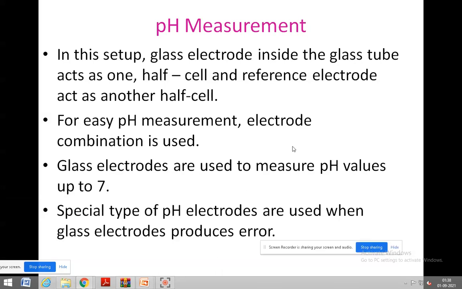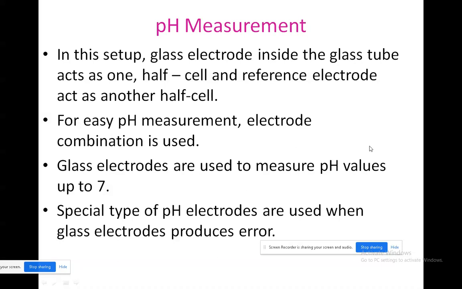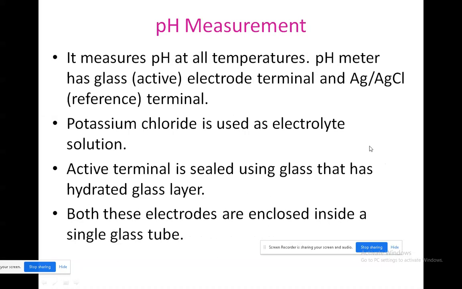Special types of pH electrode are used when the glass electrode produces error. If you feel that your measurement is having error, then you can use the special type of pH electrode which is available. Next, it measures pH at all temperatures. At all temperatures, you can measure the pH value.